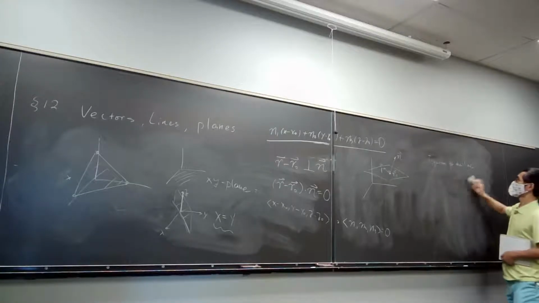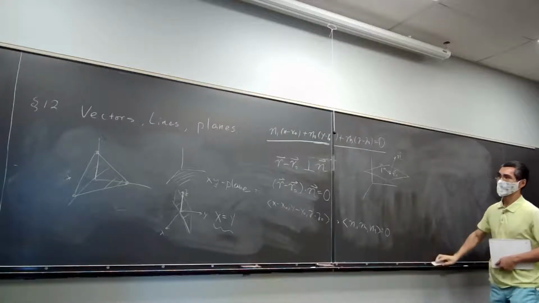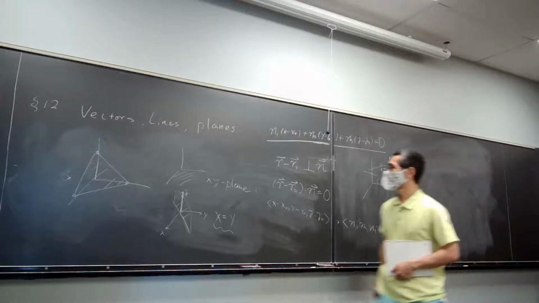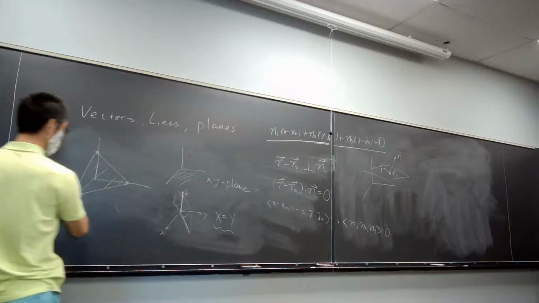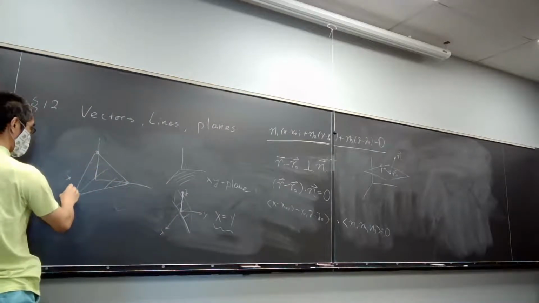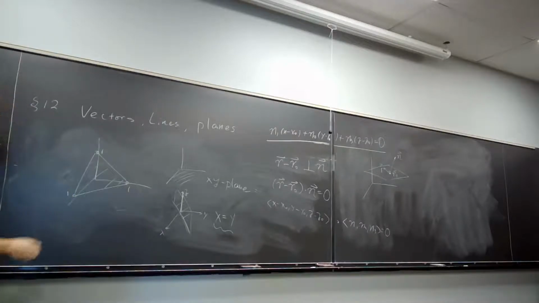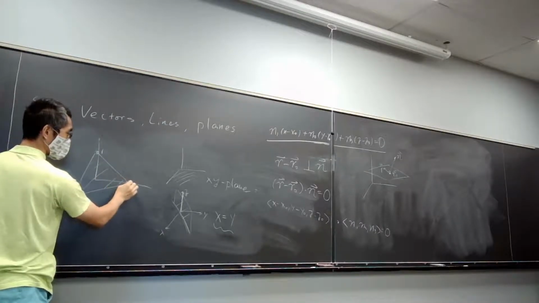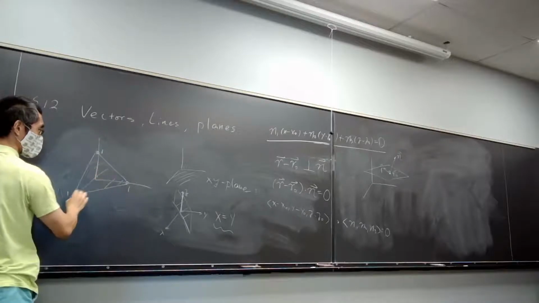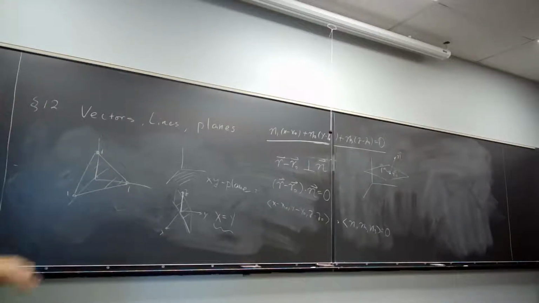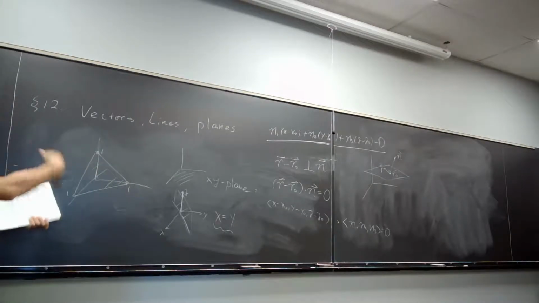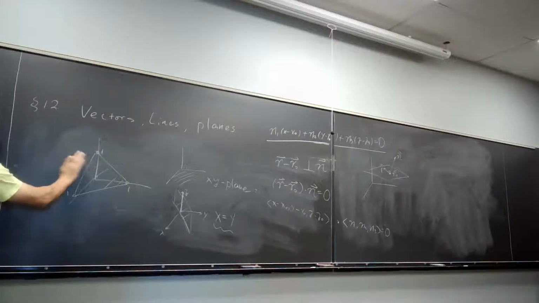So let's see our example over there. Suppose you have a plane like this triangle. You have a 1, 1, 1 here, which means the intercept is 1, 1, 1 on each axis. So you have a triangular corner piece. Let's find out the equation for this plane.